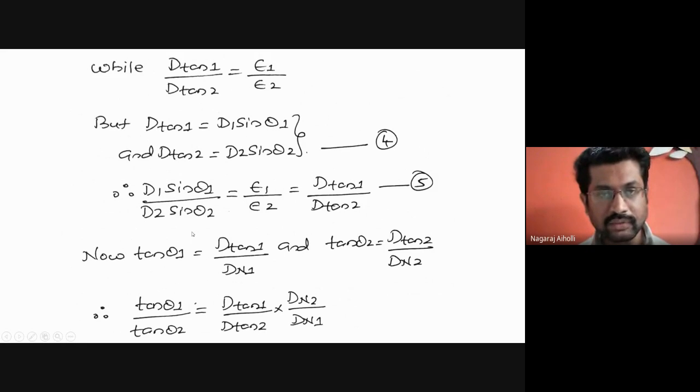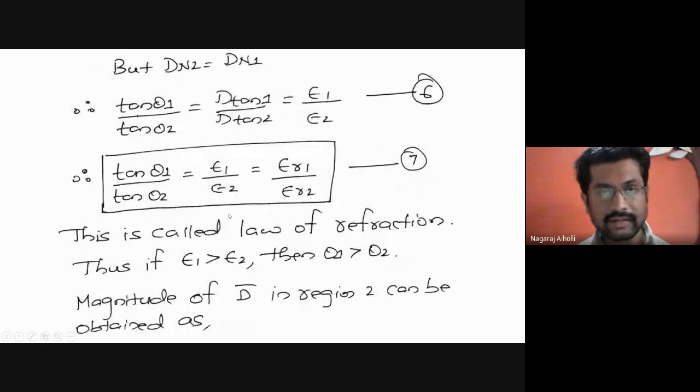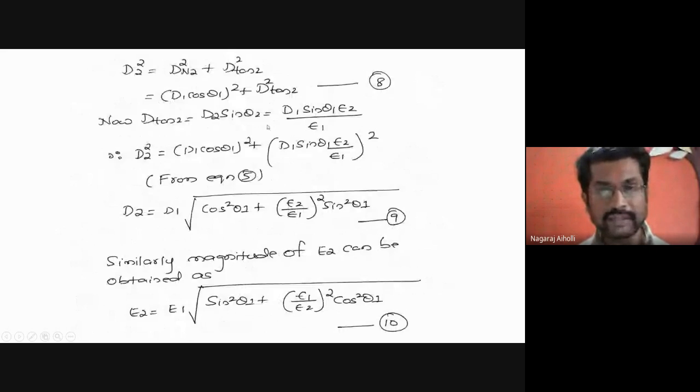But D2 sin theta 2, if we rearrange the terms here, will be D1 sin theta 1 into epsilon 2 by epsilon 1. Correct? D tan 2 is equal to D2 sin theta 2. If I rearrange this term, D1 sin theta 1 by D2 sin theta 2 is equal to epsilon 1 by epsilon 2. In terms of D2 sin theta 2, what will be the equation, students? D2 sin theta 2 is equal to D1 sin theta 1 into epsilon 2 by epsilon 1.